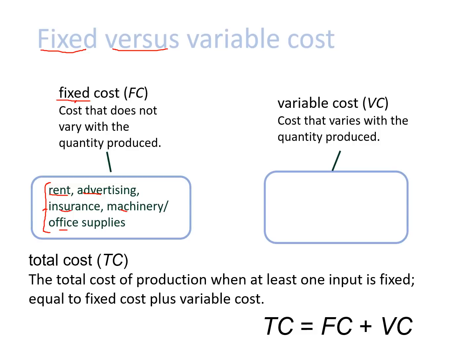Okay, variable costs, on the other hand, will increase for each unit of output. So it will depend on the quantity produced. Examples of that might be payments for material and labor. So you will hire more people and you will get more units of output. You will purchase more materials and you will get more units of output. And the total cost is made up of these 2 components, the fixed costs plus the variable costs.